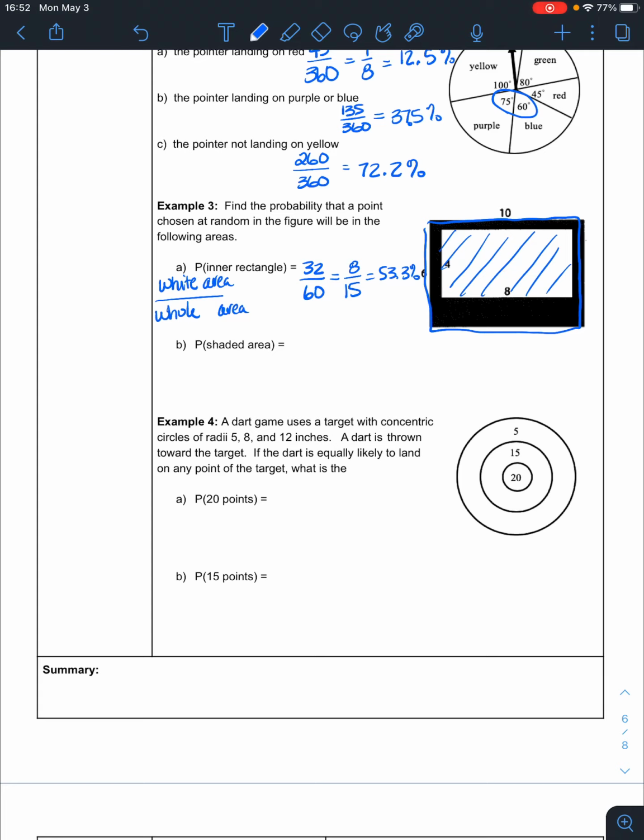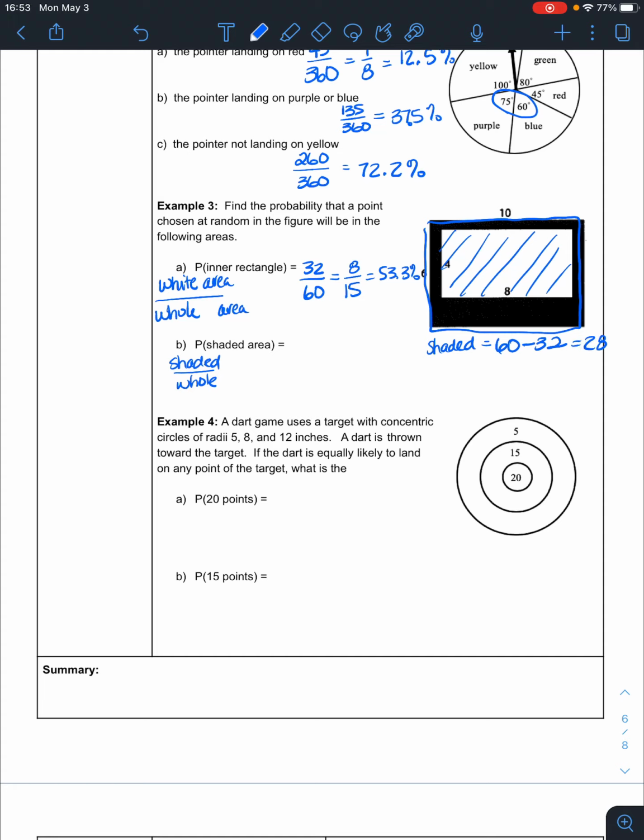Now, what if I want to land in the shaded area? Okay, so what I want is shaded over whole. Well, that means I need to find the shaded area. Well, the shaded area is the 60, right? So let's take a step over here and try to figure this out. The shaded area is 60. The white area is 32, and it's a whole, so I'm going to subtract it. That 32 is inside that black one. So 60 minus 32 is 28.